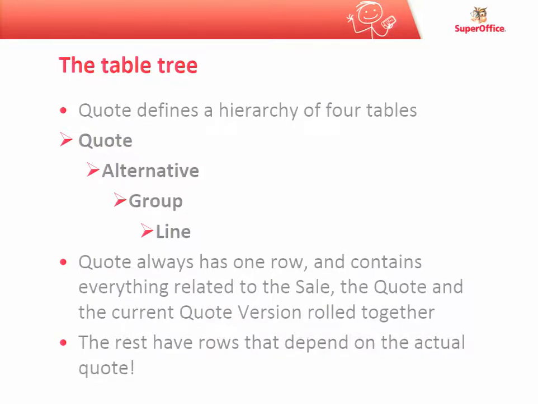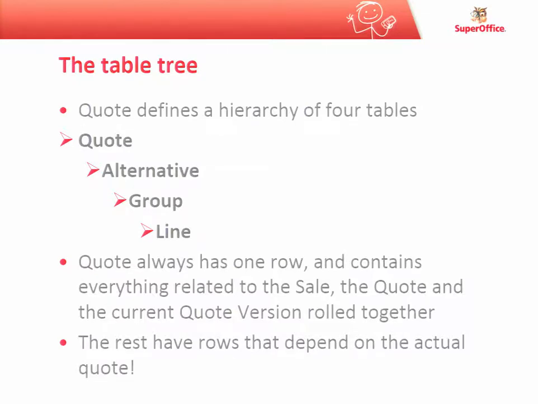Inside of that, the alternative record. If you have turned on in the sales type that you can have multiple alternatives per quote, then there can be multiple records in the alternative table, one for each alternative. And inside of alternative, you have the lines. Each alternative contains its product lines. They do not mix across, obviously.